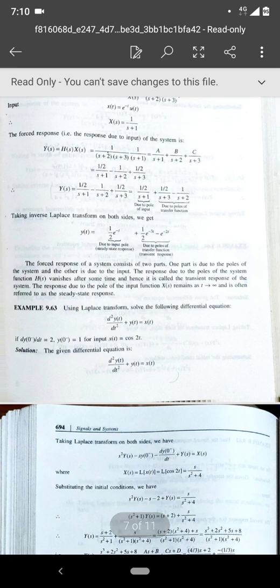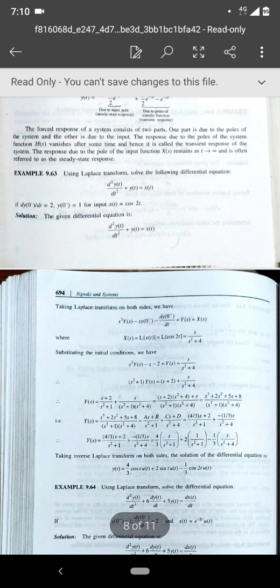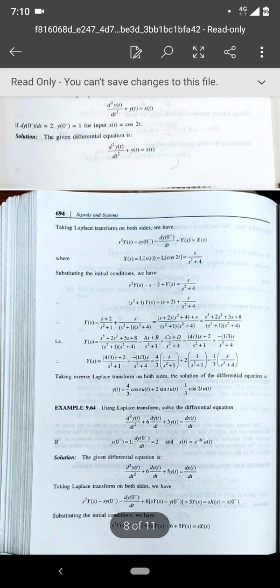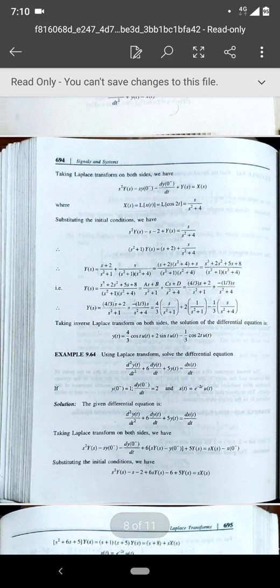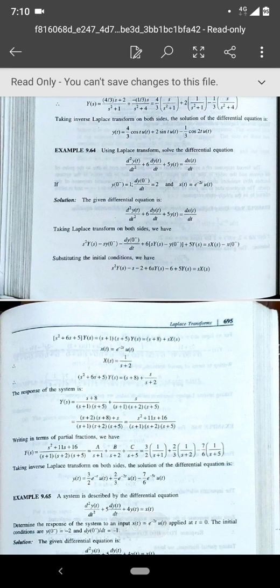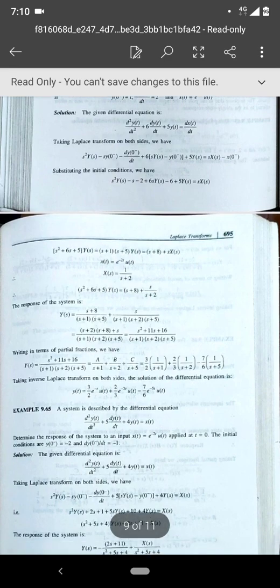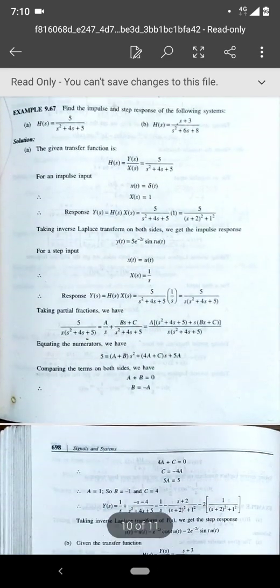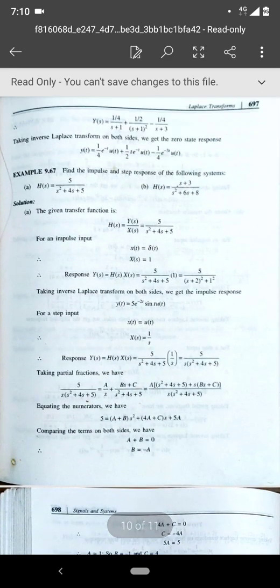The other things, example 9.63, you can do and understand. Example 9.64 also you can do and understand. It's very simple, everything is given clearly. Finally, I just want to tell this. I have already mentioned what impulse response and step response are. You can just go through that.